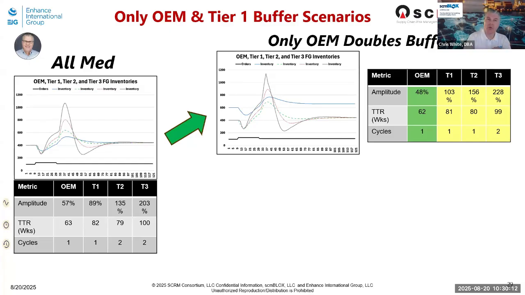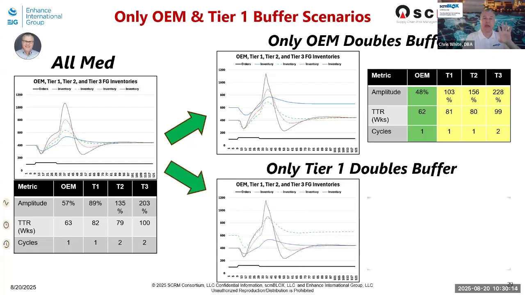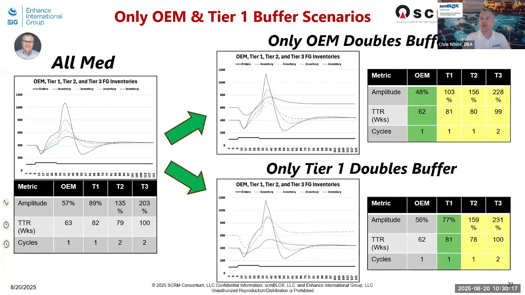So now let's go to tier 1. So now the OEM does not, and only the tier 1 does. You'll notice that the OEM doesn't benefit from that. The tier 1 benefits, and then the tier 2 and tier 3 do not benefit from that. And so let's keep going through. We're going to go through the other two right now.